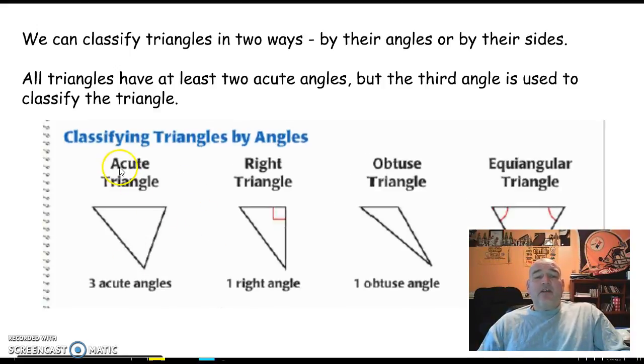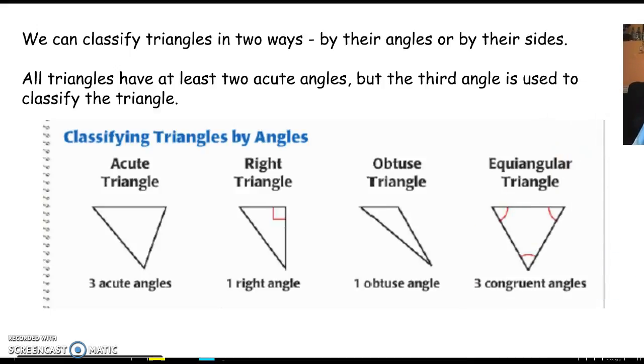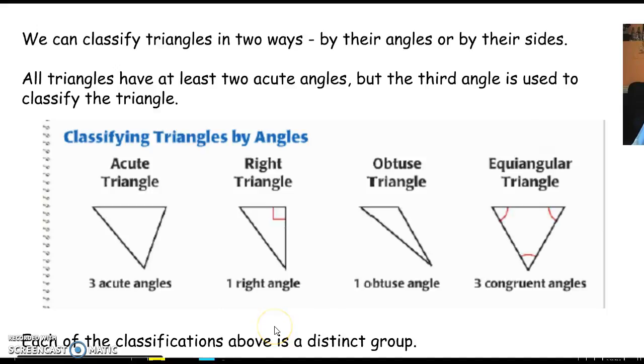We can have an acute triangle, where you have three acute angles, a right triangle with one right angle, an obtuse triangle with one obtuse angle, or an equiangular triangle. That's a triangle that has three congruent angles. Each of the classifications is a distinct group.